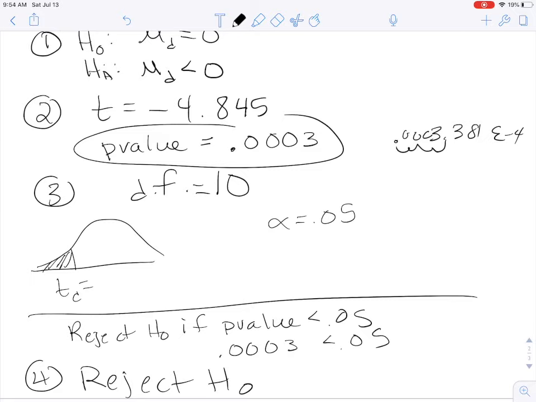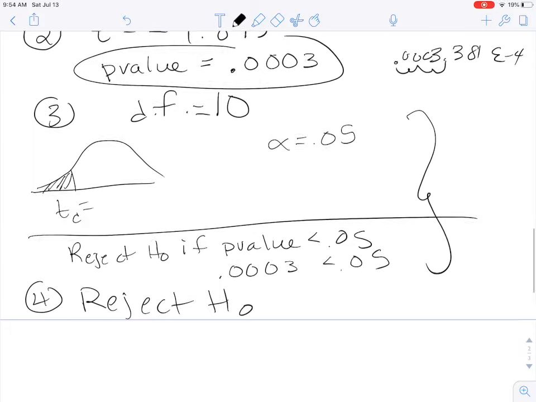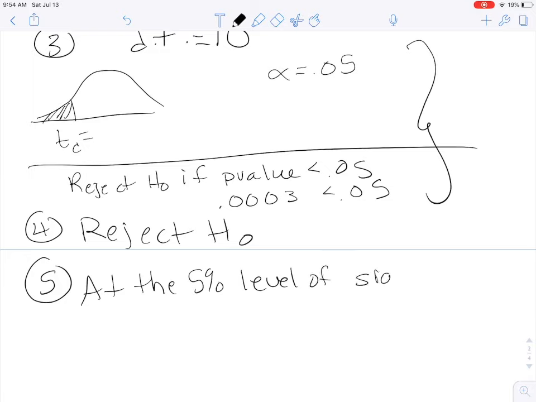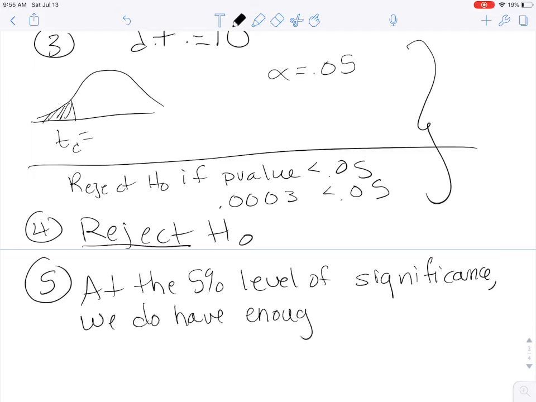Now when we get to the test, I will let you do either one of these, so if the p-value is easier, go ahead and use that, unless I tell you specifically to use the critical region. Okay, so at the 5% level of significance, we do or do not have enough statistical evidence. Since we rejected, we do have enough statistical evidence.